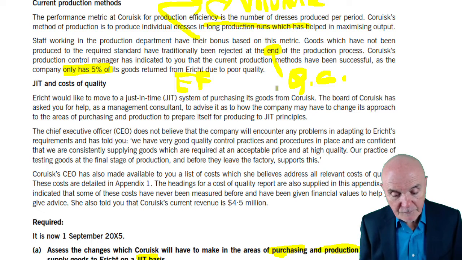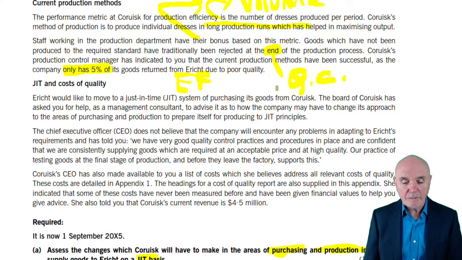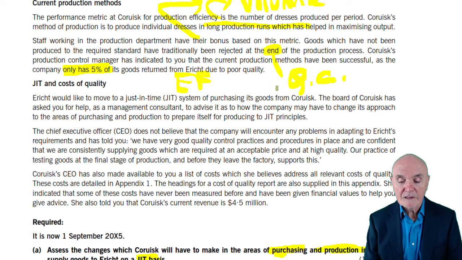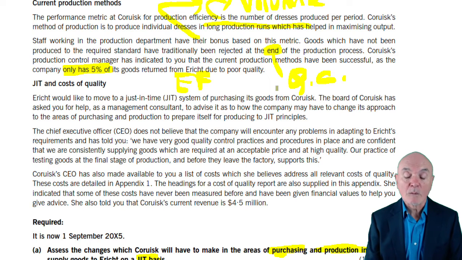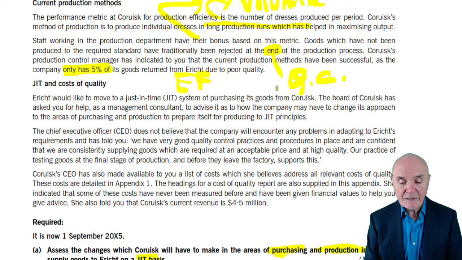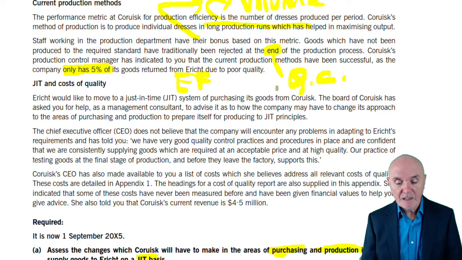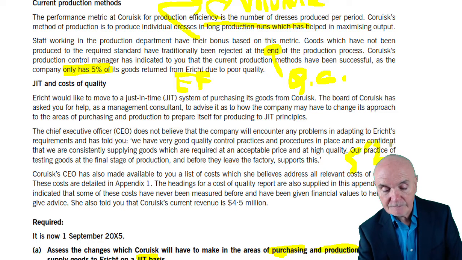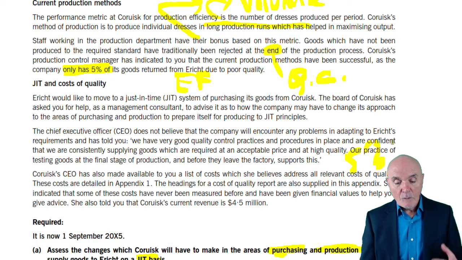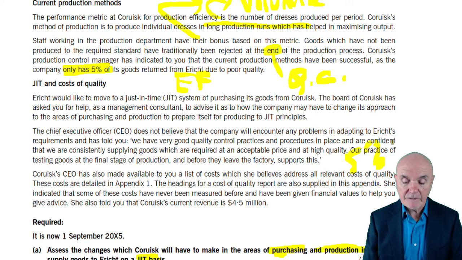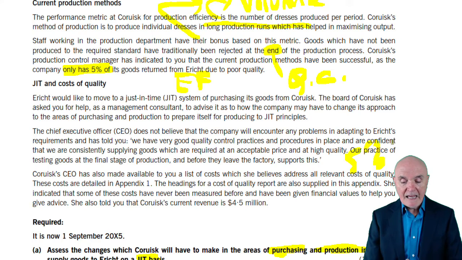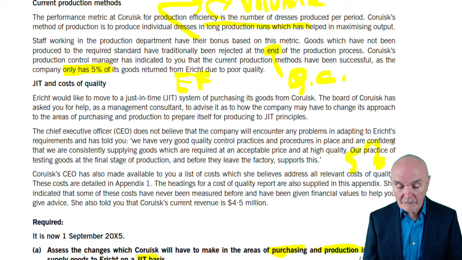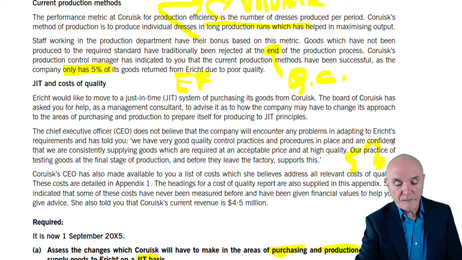The Chief Executive Officer does not believe the company will encounter any problems in adapting to their requirements. It says we've got a very good quality control practice and procedures. Confident we can consistently supply goods which are required in acceptable quality and high price. Our practice of testing goods at the final stage of production, but remember it was 5%. We have a list of costs given to us which they reckon gives all the costs of quality, and we will be asked, I think in part 2 of the question, to look at that, and we're told that their current revenue is 4.5 million.